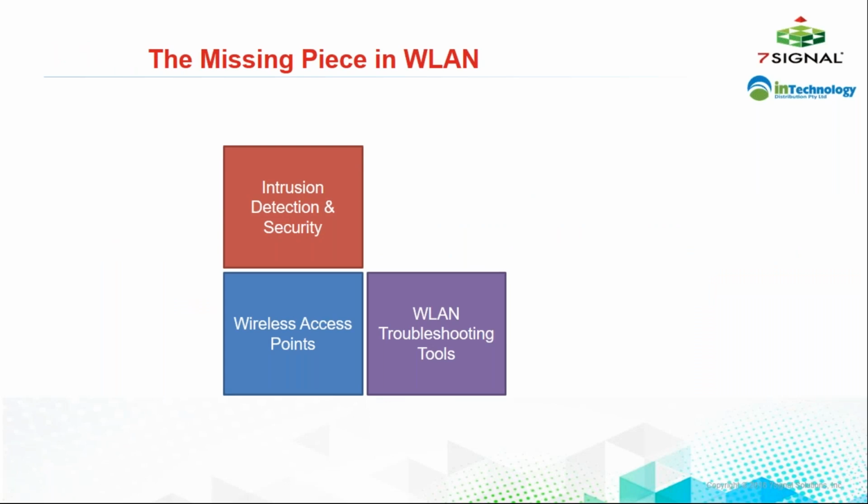So there has been this missing piece in wireless LAN operations. We have obviously the wireless access points, which are the backbone of our network. We came along with intrusion detection and security solutions, which are really big and popular today, very important so that we can proactively detect and keep our network secure. And then we've got wireless LAN troubleshooting tools, and we use these in situations where people call us and indicate that they're having a bad experience, having difficulty, having trouble.